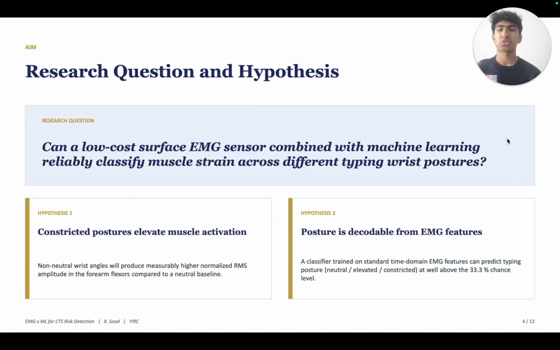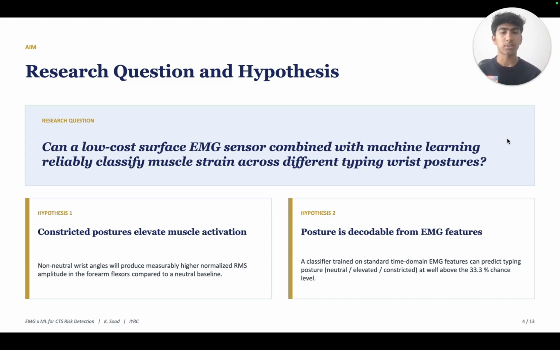The central research question of this project is: can a low-cost surface EMG sensor combined with machine learning reliably classify muscle strain across different typing wrist postures? I came up with two hypotheses to answer this question. Hypothesis 1 says that non-neutral wrist angles while typing, such as a constricted position or an elevated position, will produce a higher muscle activation compared to a neutral baseline.